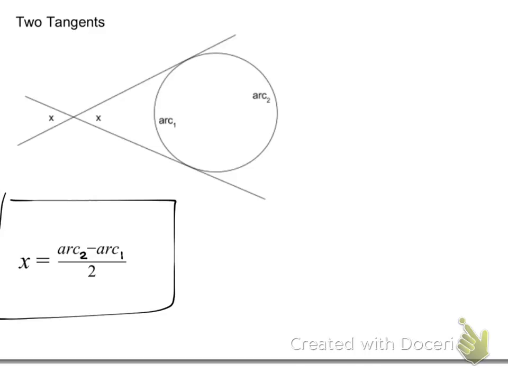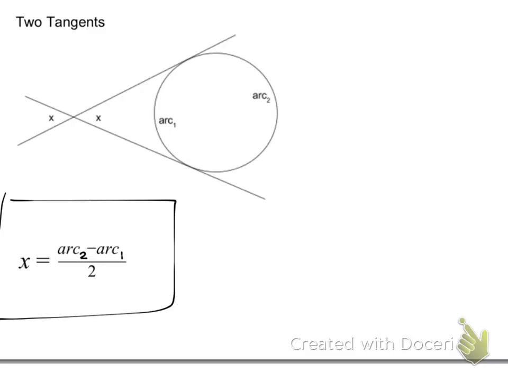When they cross on the outside, it's arc 2 minus arc 1 divided by 2. No, this would be for the last 3. The first equation only was for that first example. So, anytime they cross inside, you add and divide. Anytime they cross on the outside, you subtract and divide.